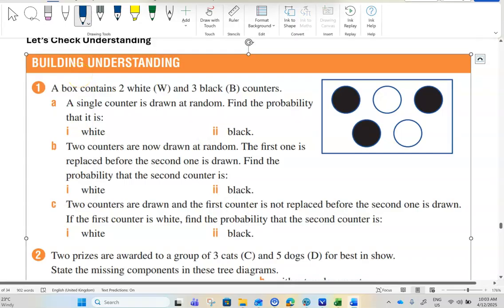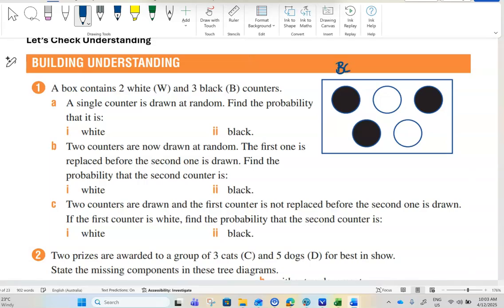So a box contains 2 white counters. So here's our box over here. 2 white counters and 3 black counters. A single counter is drawn at random. Find the probability that it is white. So the probability that it's white, how many whites are there? 2 out of a total of 5. So what's the probability of black? It's 3 out of 5.